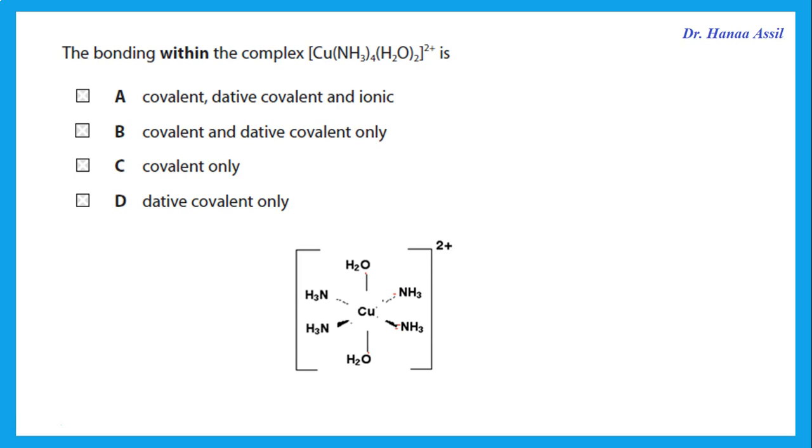What about within the complex? Now, what do we have within the complex? The water molecules have covalent bonds, the ammonia molecules have covalent bonds inside their molecule, and there is a dative bond between each of these and the central atom. So within the complex, I have covalent bonds and dative covalent bonds.